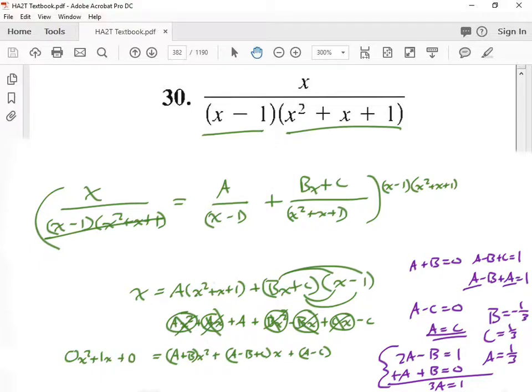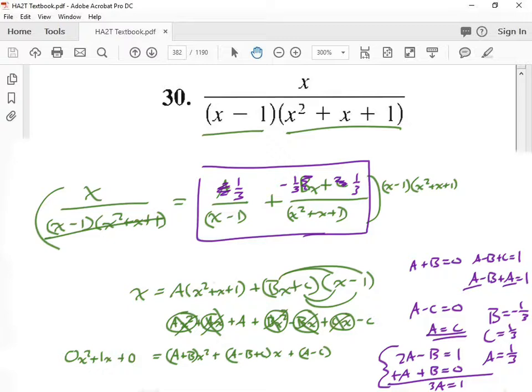So now we just have to plug in our 1/3s to all these. We have a 1/3 right here, a negative 1/3 right here, and a 1/3 right here. I think in the book they actually factor out all the 1/3s and put them out in front, but I'm just going to leave it like so. Actually, that would make more sense, because then we wouldn't have fractions inside fractions. So we could rewrite the answer as 1/3 times 1 over x minus 1 plus negative x plus 1 over x squared plus x plus 1.